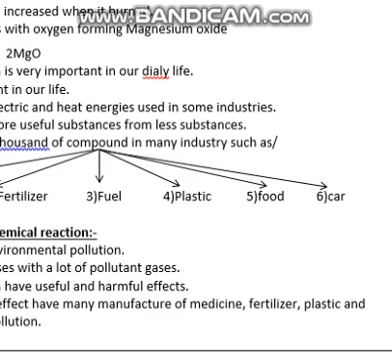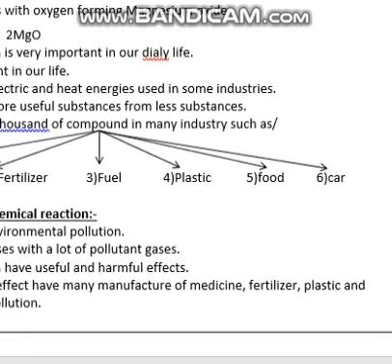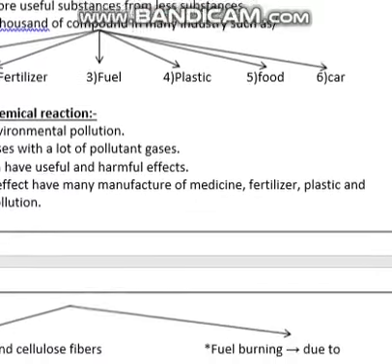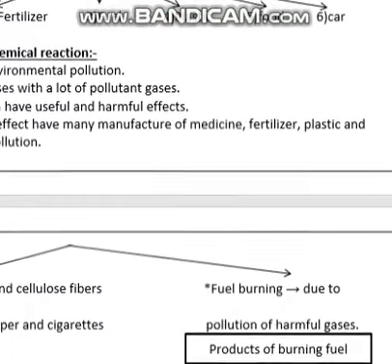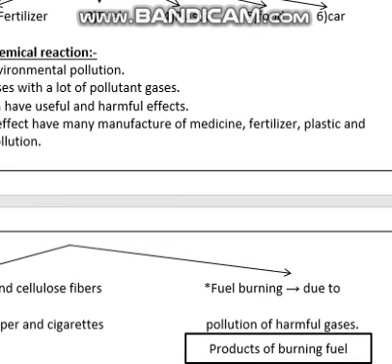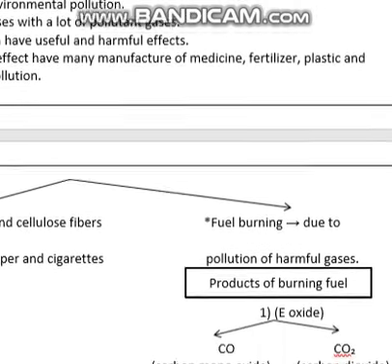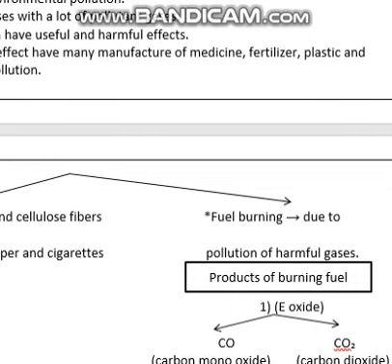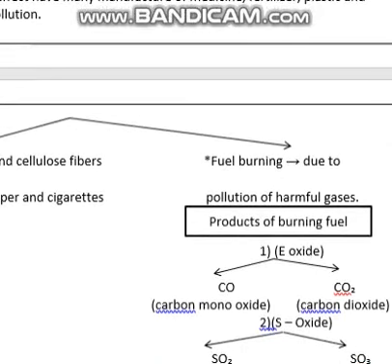And another point, the negative effect of chemical reactions causes pollutant gases or environmental pollution. So give reason: chemical reactions have useful and harmful effects, because the useful effects include the manufacture of medicine, fertilizer, plastic and so on. Burning of coal and cellulose fiber produces pollution of harmful gases, for example burning paper and cigarettes.